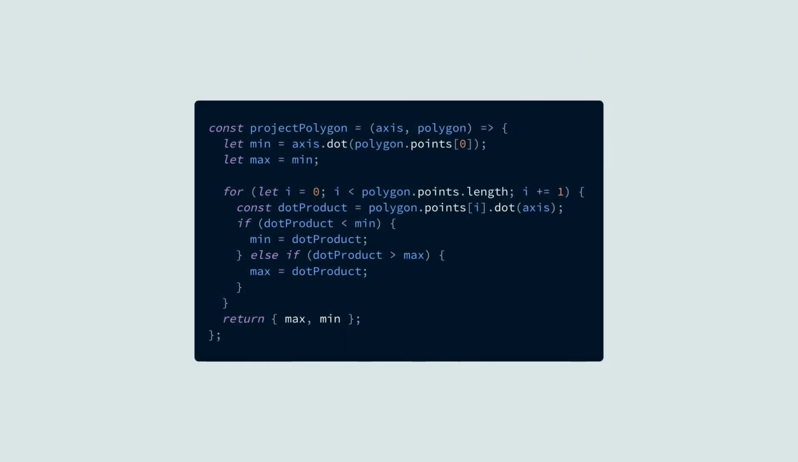Now let's have a look at the code. So this is the function to project a polygon on an axis. We calculate the dot product and we assign its value to min if it is lower and to max if the dot product is greater than max. Then we simply return both max and min values.